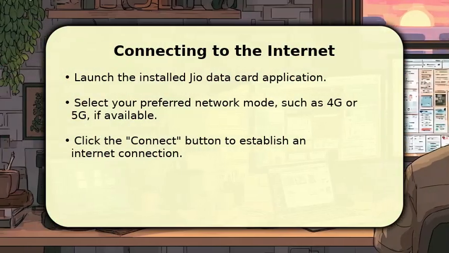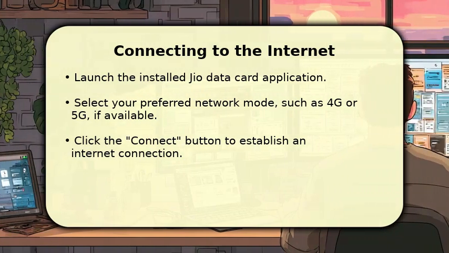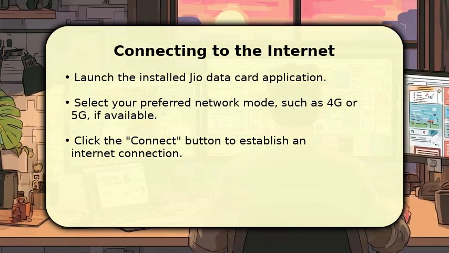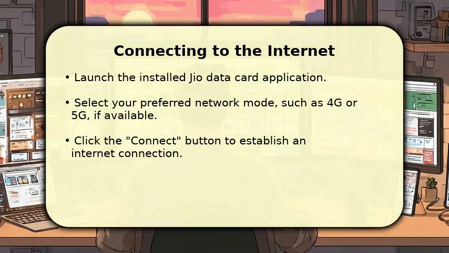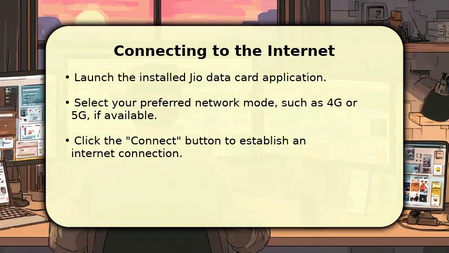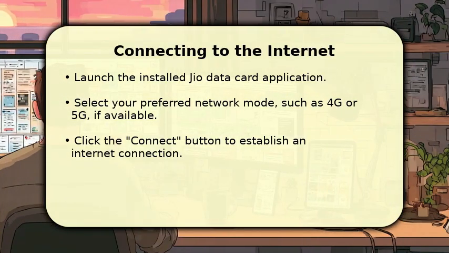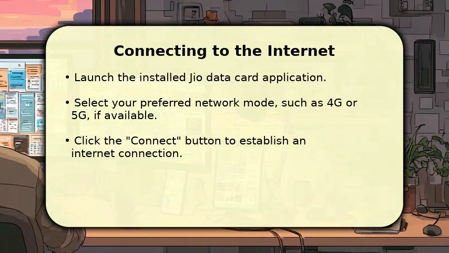With the software installed, launch the geodata card application from your desktop or Start menu. Within the application, you will find options to select your preferred network mode. Choose the fastest available, typically 4G or 5G. Then, simply click the prominent Connect button. The application will display your connection status, confirming when you are successfully online and ready to browse.